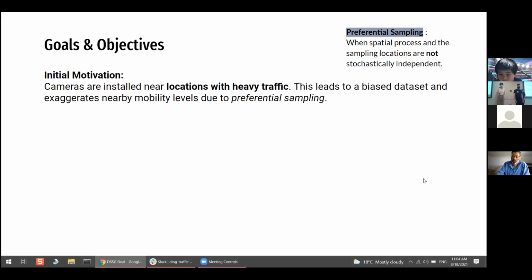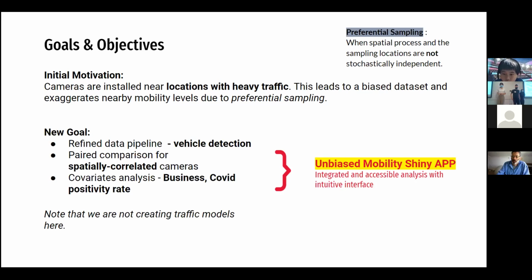Yeah, that's how we came up with our new goal with three major components. The first being a refined data pipeline using vehicle detection. The second being a paired comparison for spatially correlated cameras. And the third is a covariate analysis focused on business and COVID positivity rate. After all, in order to address all three topics, we invented a Shiny app that supports an integrated and accessible analysis with an intuitive interface. And then I'll pass over to Ray to talk about our data pipeline.